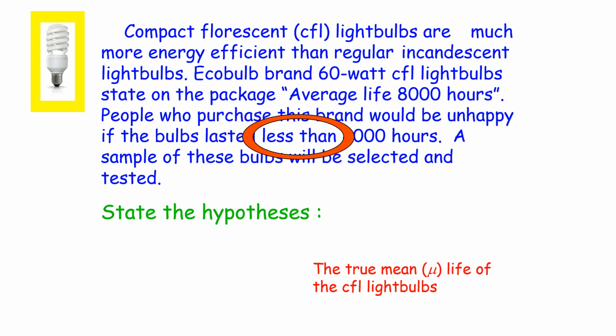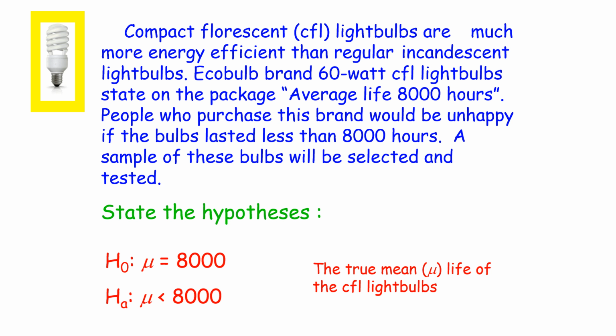So here, our null hypothesis, or our H sub naught, is that mu is equal to 8,000. And our alternative hypothesis, or our H sub A, is that mu is less than 8,000. Let's look at another one.